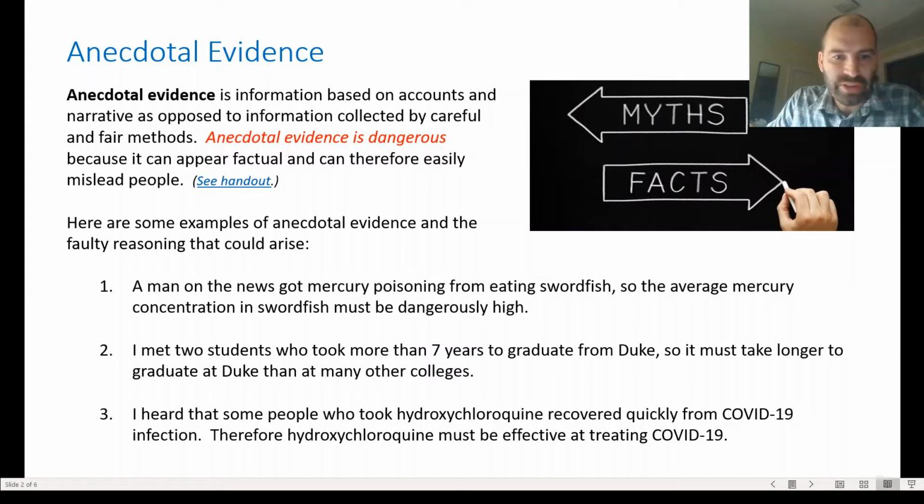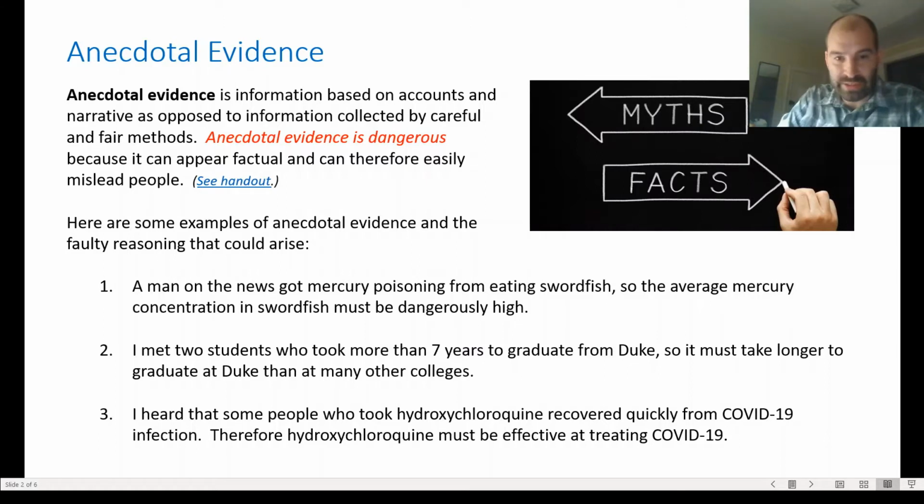Another one. I heard that some people who took hydroxychloroquine recovered quickly from COVID-19 infection. Therefore, hydroxychloroquine must be effective at treating COVID-19. I think you may have heard this story. A lot of people are supporting the idea of hydroxychloroquine being an effective measure to treat COVID. But no scientific study has said that it is. And so all this really is at this point is just anecdotal evidence. These are just stories.